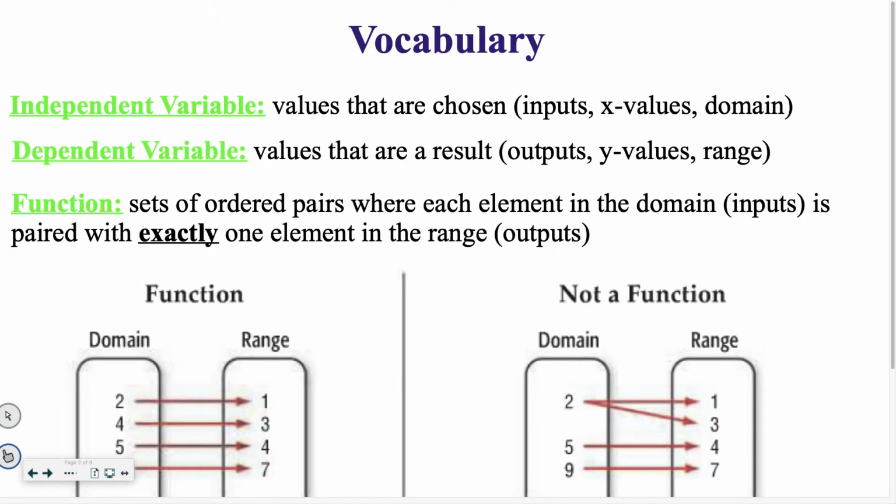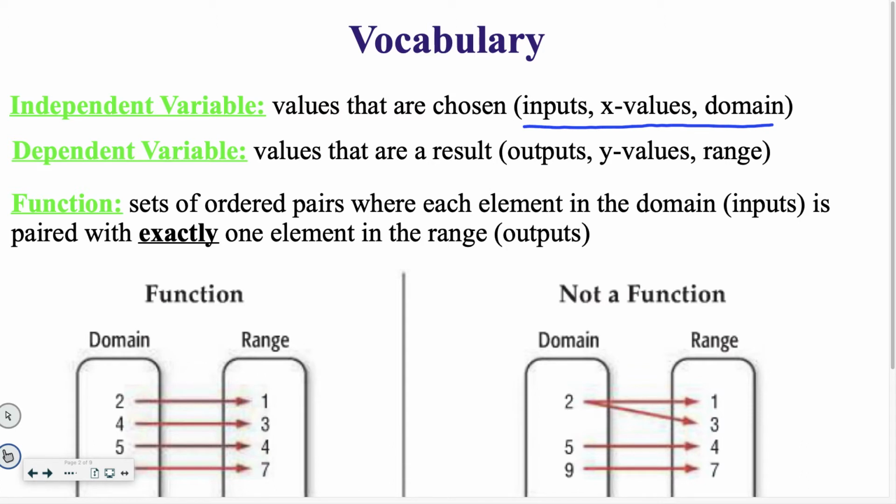We have independent variables. Independent variables are values that are chosen. So when I give you an equation in the past and I say, hey, plug this number in, that is an independent variable. That is what you are putting into the equation. Okay, those are your x values. That is your domain. It's really important that you know all of these words that are associated with independent variable.